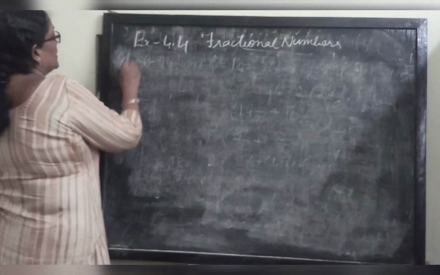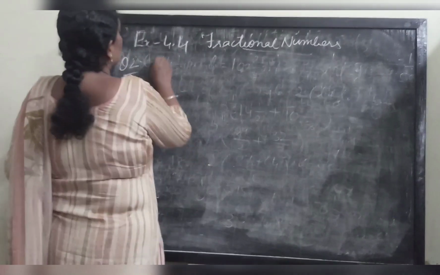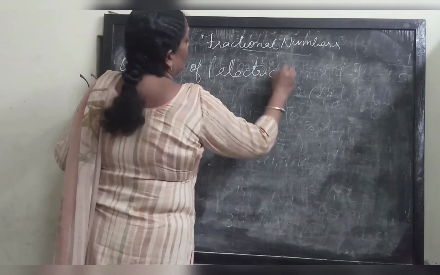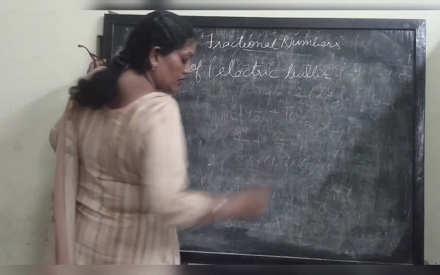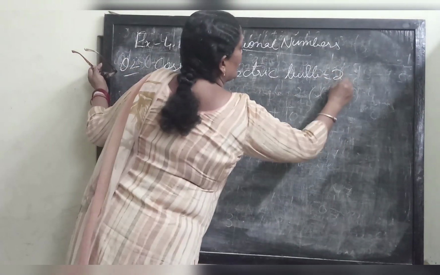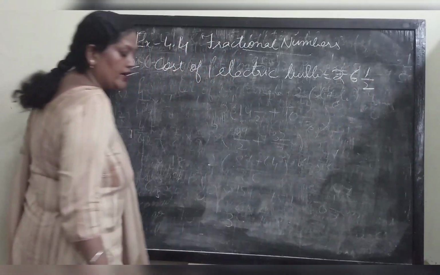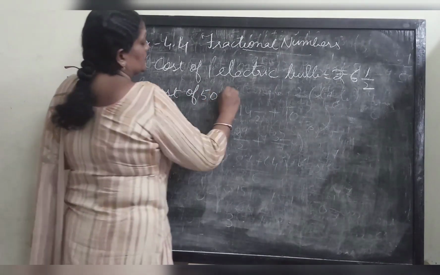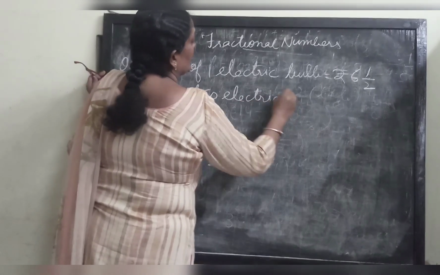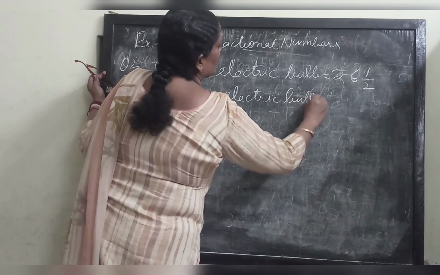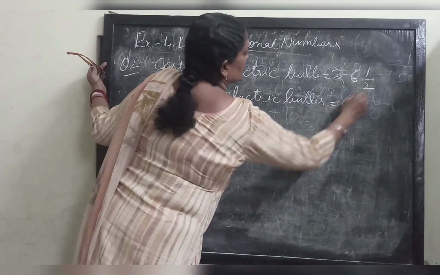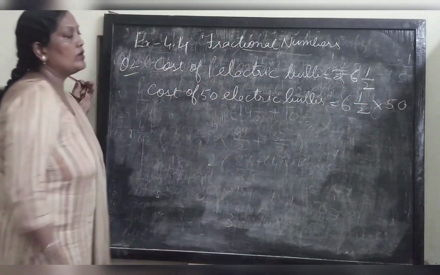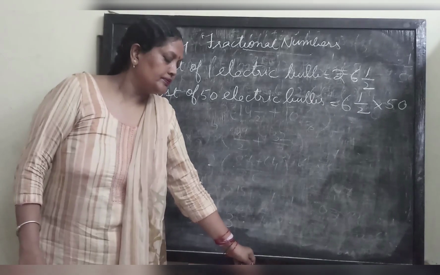Cost of electric bulb. Cost of one electric bulb. What is the cost of one electric bulb? It is given to you rupees 6 1/2. We have to find the cost of 50 electric bulbs. For one we have got, for more we have to multiply. This already I told you last time. 6 1/2 multiply by 50. One cost is given to you. For 50 bulbs you have to multiply.